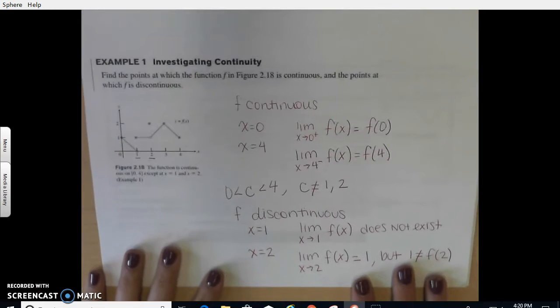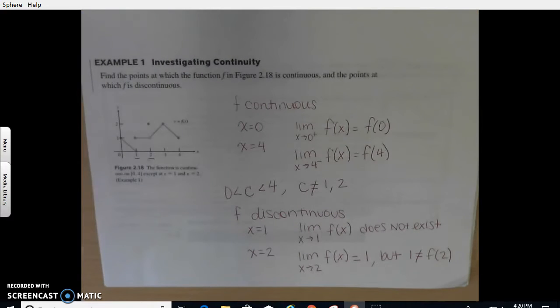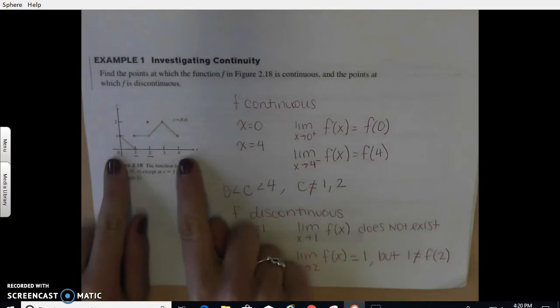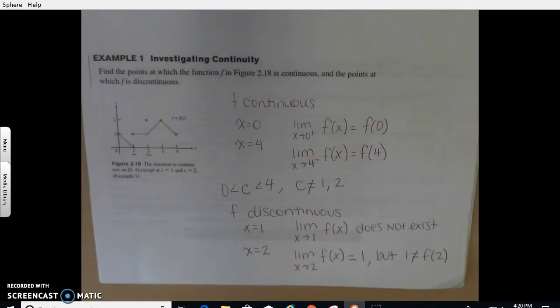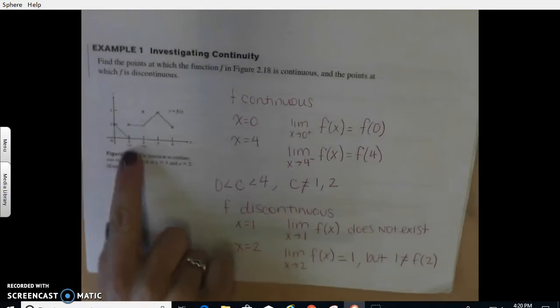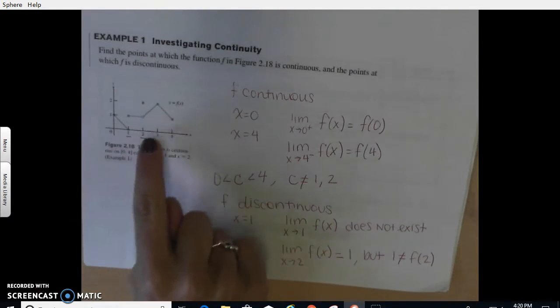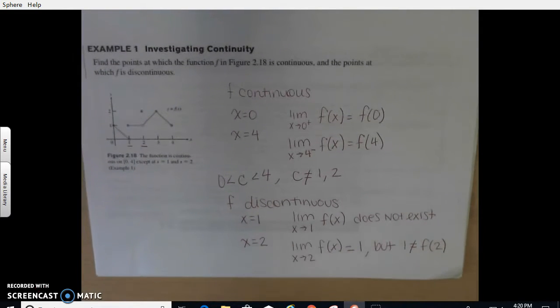So, investigating continuity. We need to find the points at which our function f is continuous and the points at which function f is discontinuous. First, over our domain from 0 to 4, our function is continuous except at two values, x equals 1 and x equals 2, which we can clearly see in our graph.